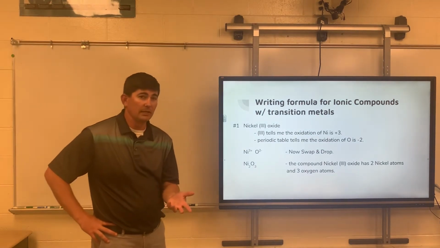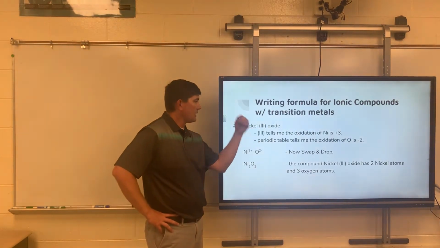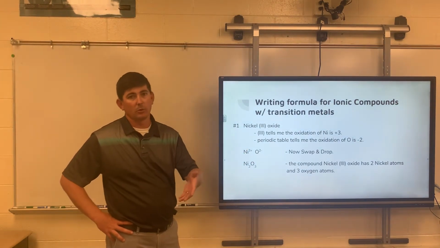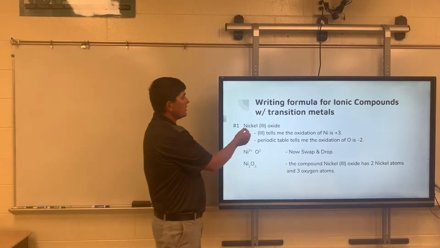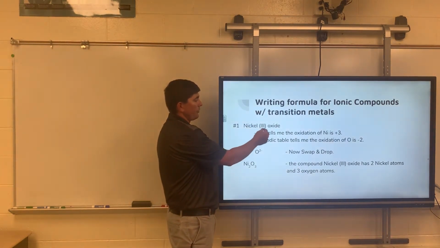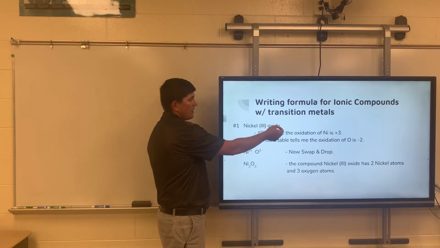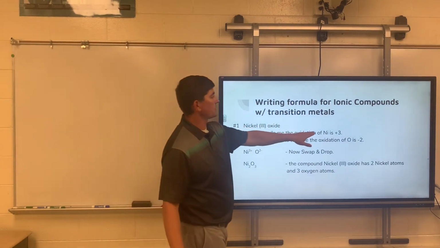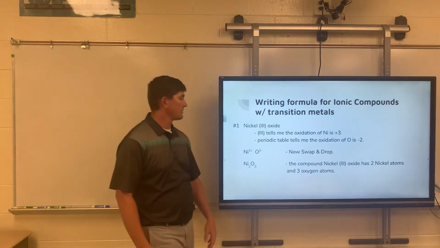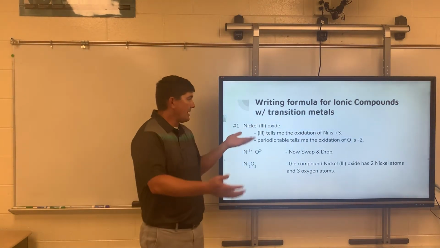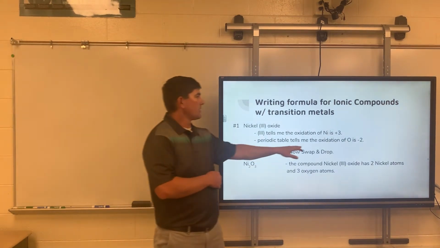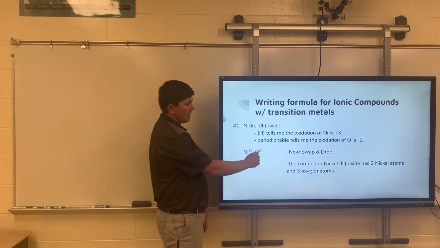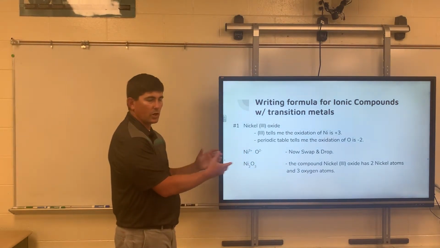In fact, it's probably a little bit easier because in the name we actually tell you the charge of the metal, so you don't have to look it up on the periodic table or in the chart. It tells you what it is, right? So we would read this as nickel 3 oxide. The Roman numeral 3 tells me the oxidation number of the nickel is +3. And oxygen, I know based on the periodic table, has an oxidation number of -2. So we've got Ni +3 and O -2 with their charges.